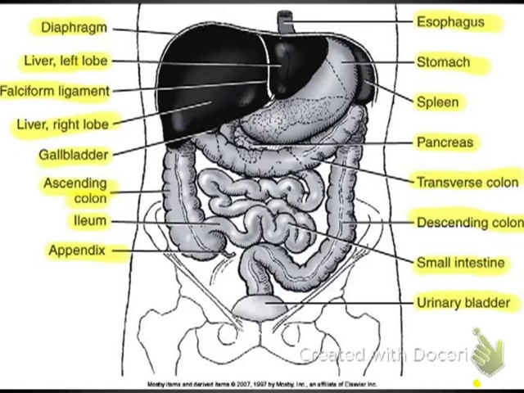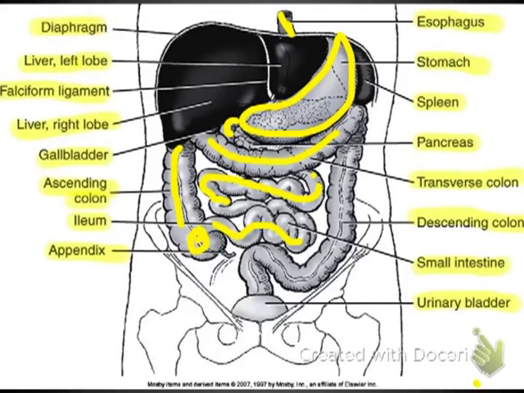And then we actually have some of the stomach labeled as well. So we have the esophagus coming in here, and then we have the stomach, the duodenum, and then we get to jejunum, ileum, cecum, ascending colon, transverse colon, descending colon, rectosigmoid, rectum.